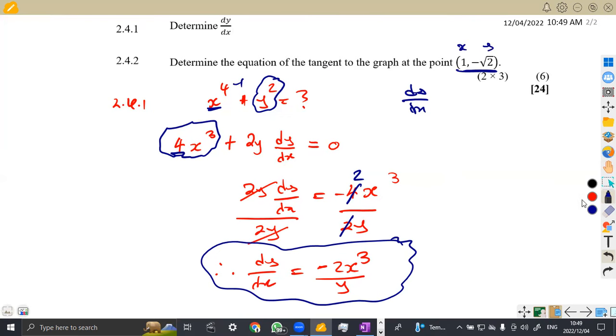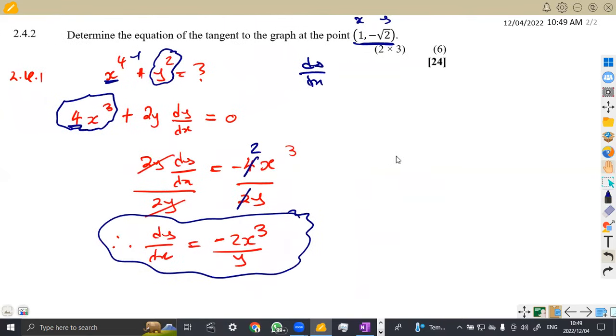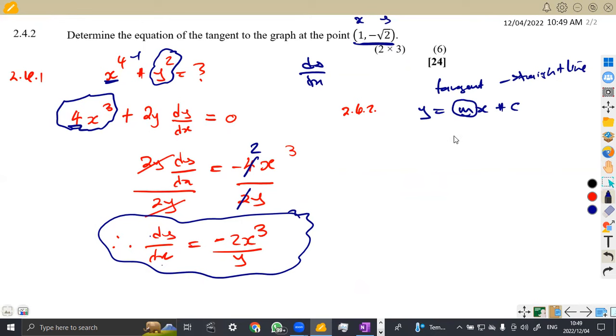Okay, let me start by having my equation here. We actually understand that the equation is supposed to be given in this form. It's 2.42. All right, the equation of a straight line, a tangent is a straight line. Remember, a tangent is a straight line from your N4, N3, N2 stuff. So if it is a straight line, therefore its equation can be written in the form of y equals mx plus c, where m here is the gradient, which is the dy/dx at the given point, which is 1, minus square root of 2.